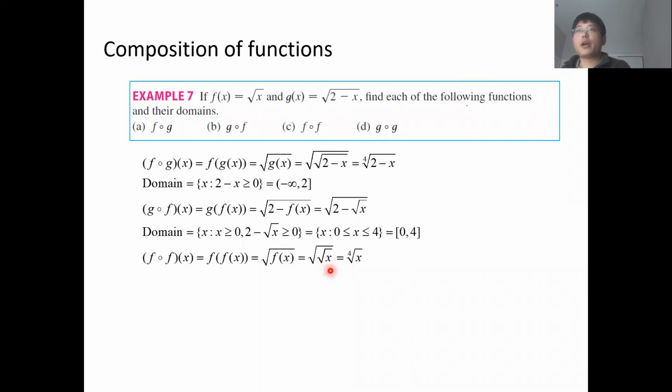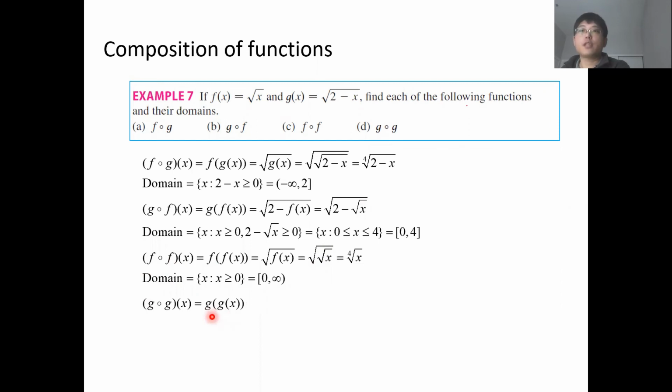So the domain for this one is simpler because as long as your x is greater or equal to 0, root of x is also greater or equal to 0. So there is really no restriction imposed by the outer function over here. So the domain will simply be x greater or equal to 0, or in interval notation, the closed interval 0 to infinity. Finally, for the last one, g circle g, by definition, is g of g of x.